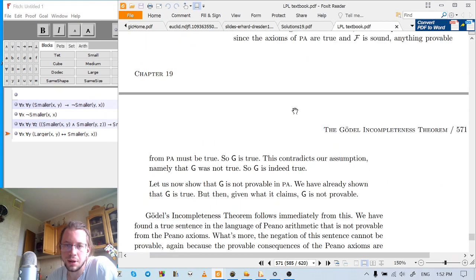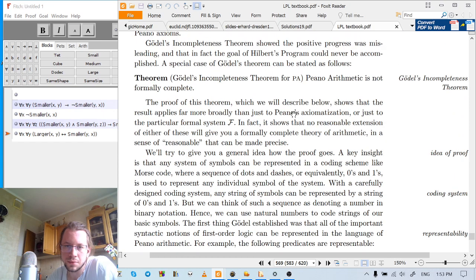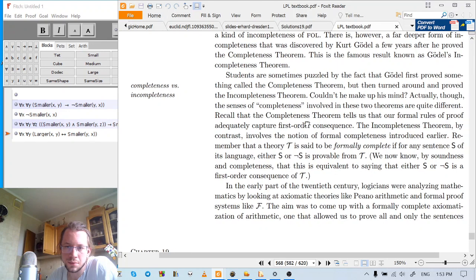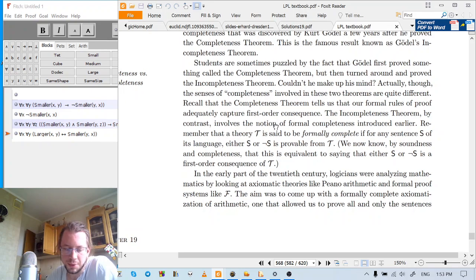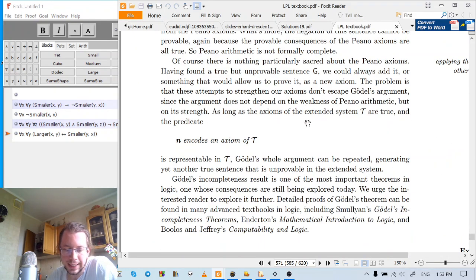What is the system T? Any kind of system, as long as the predicate 'N encodes an axiom of T' is representable in T. Gödel's whole argument can be repeated, generating yet another true sentence. It is unprovable in the extended system.